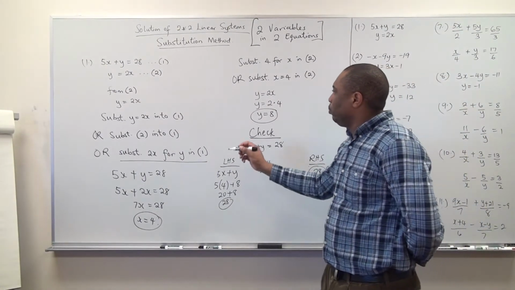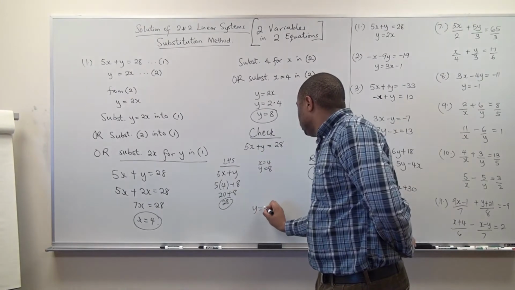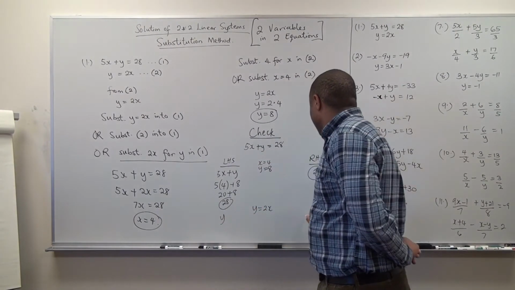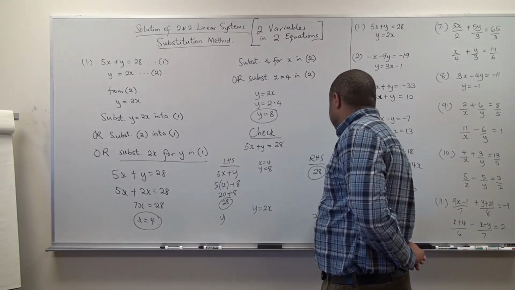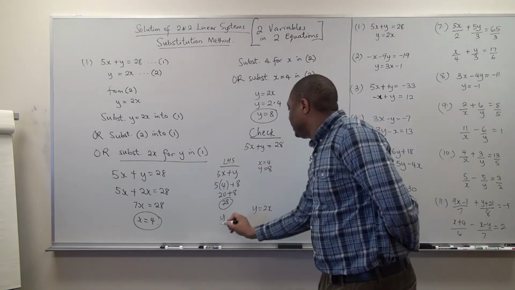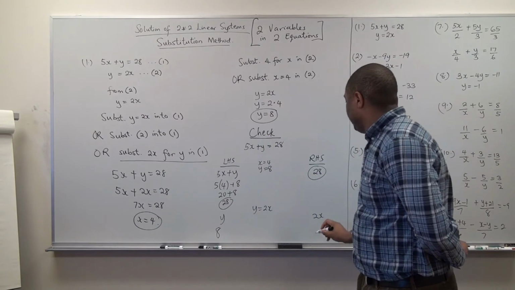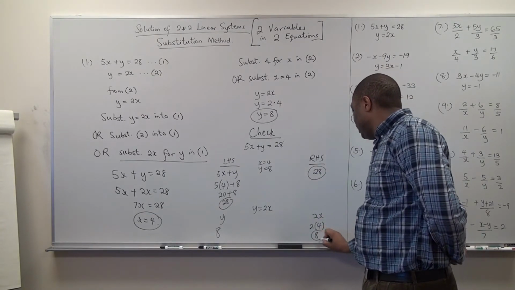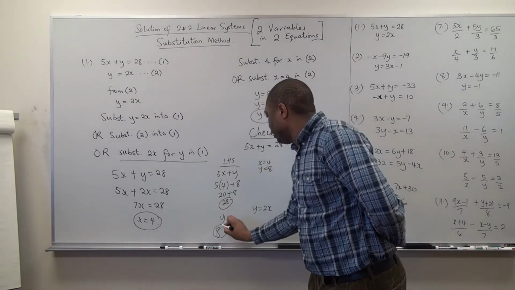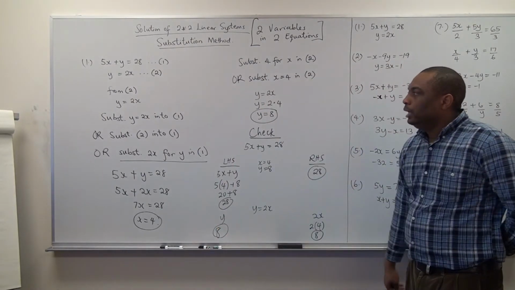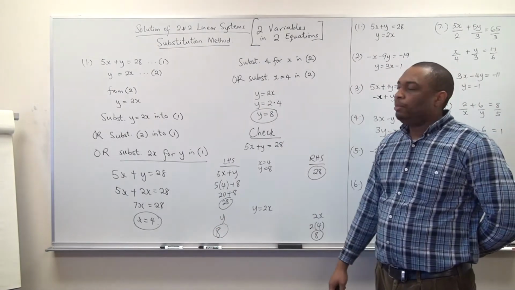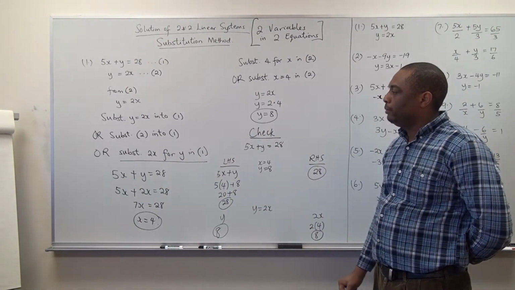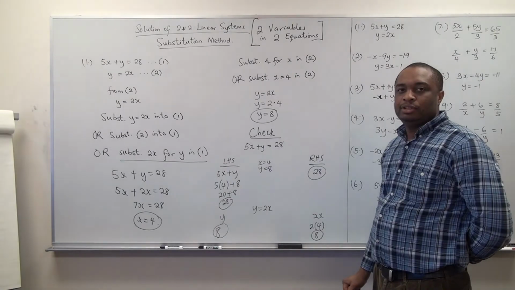Now we also do that for equation 2. Y equal to 2x. Here our left hand side is y. Our right hand side is 2x. So here our y is 8. And here our y is 2 times 4, which is 8. So we have 8 here, we have 8 here. And then problem number 1 is completed. That brings us to the completion of problem number 1. So let's go to problem number 2.